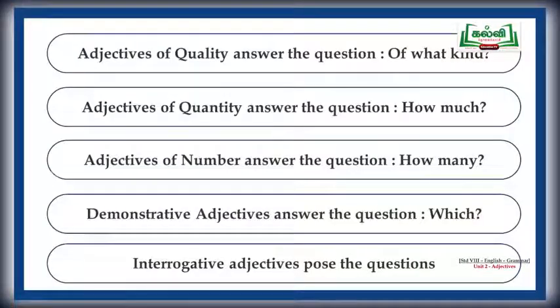We can sum up now. Adjectives of quality answer the question of what kind. Adjectives of quantity answer the question how much. Adjectives of number answer the question how many. Demonstrative adjectives answer the question which. And the last one, interrogative adjectives pose the question.